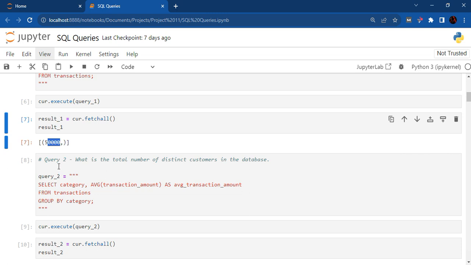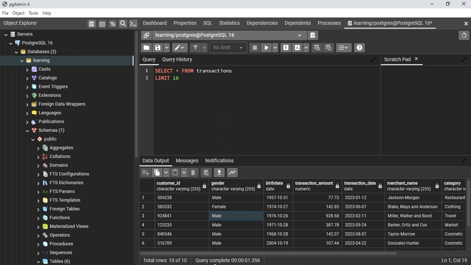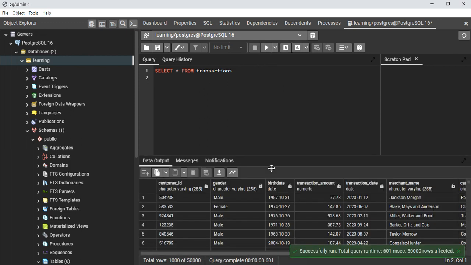It means there was no situation where the same customer did a transaction twice. Now, if you watch over here, it shows 10 out of 10. Let me remove this limit to show you how many we are having here.